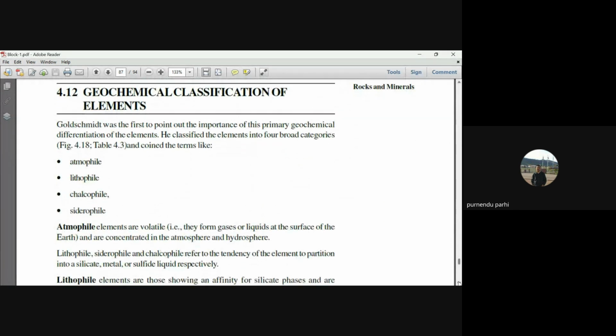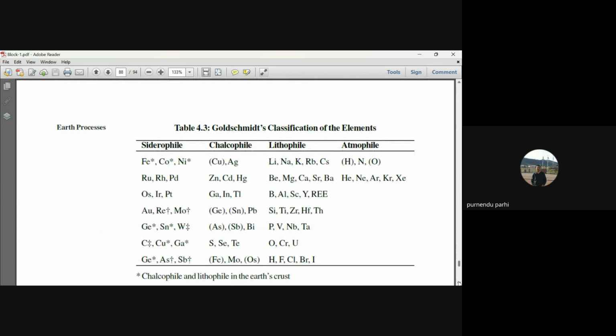Then the geochemical classification of elements. Goldschmidt classified the elements into four broad categories. He was the first to point out the importance of these primary geochemical differences. He classified them into four categories, that is atmophile, lithophile, chalcophile, and siderophile.